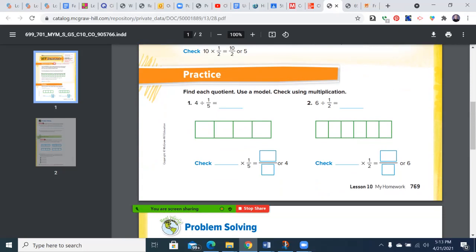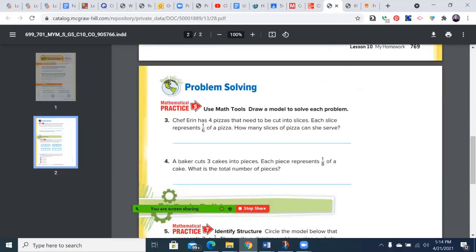Furthermore, in the assignment, they'll give you 4 divided by 1/5, and you're going to have to draw. You'll say, okay, it's got to be in fifths, so you need 5 strips, and that'll tell you how many are there, and then check your work using multiplication. You'll take your answer times 1/5, and if it comes out to something equivalent to 4, you did well. Down here, draw a model to help you solve the problem. You can draw it on the sides. You want your answer right in here.